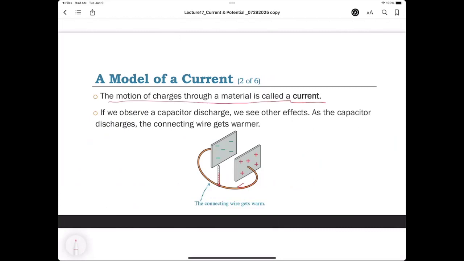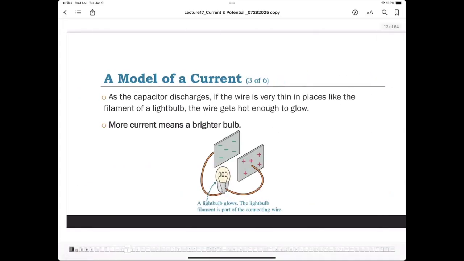If we observe a capacitor discharge, we see other effects. As the capacitor discharges, the connecting wire gets warm. Actually, you can do this experiment in our campus lab. If you connect the capacitor, negative and positive, with a wire, you will see the connecting wire gets warm. We will talk about why. What is the reason for this situation?